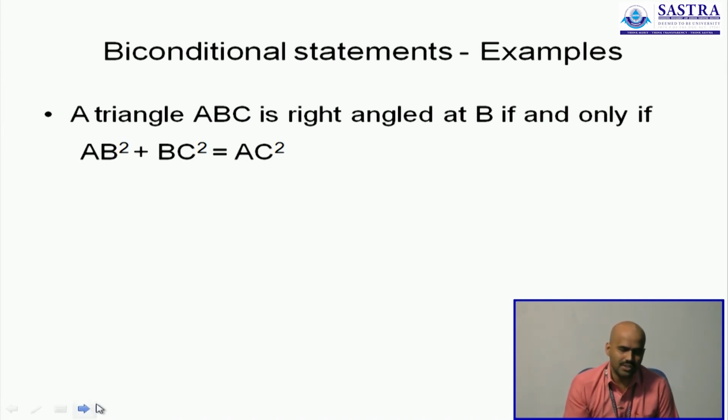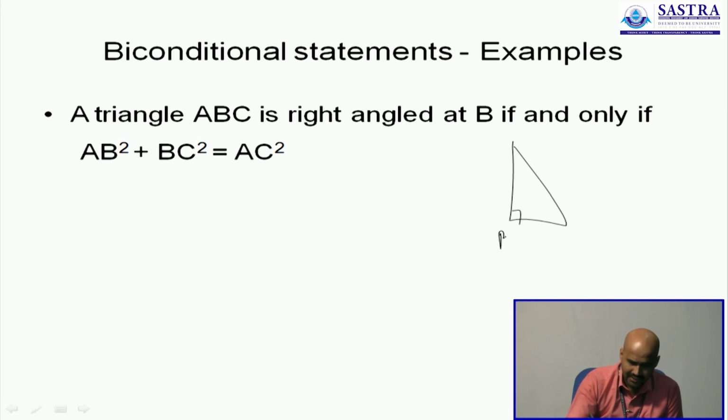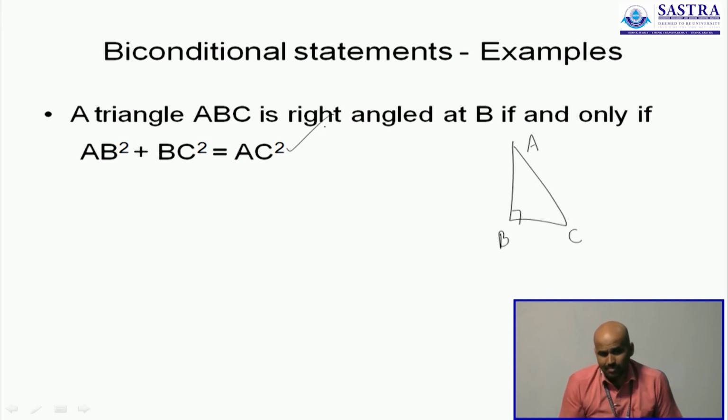If you would like to discuss an example here, you can have a look at this. A triangle ABC is right angled at B if and only if this is followed. Now, most of you might have recalled what this theorem is about. This is a result which you've already learned in classes 9 and 10 or even earlier classes. This is quite a famous result. It says that a triangle is right angled at the vertex B if and only if you have this equation to be true. Now that is what you understand by a biconditional statement.